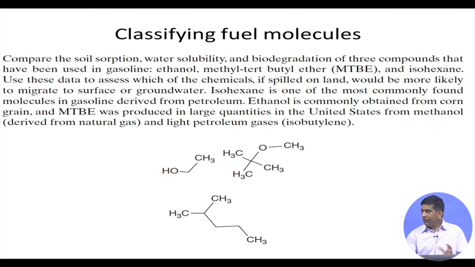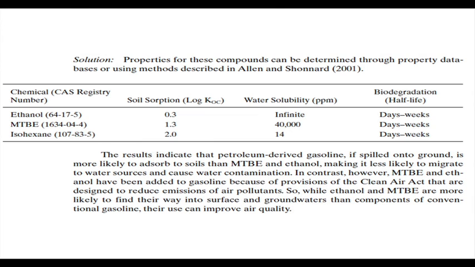And then you can have different types of fuel molecules. The bigger the molecule, the bigger the benzene ring, the harder it is to degrade. Long chain compounds do degrade to smaller chain compounds, so those kinds of things are there. So these are the different types of fuel molecules that are present.